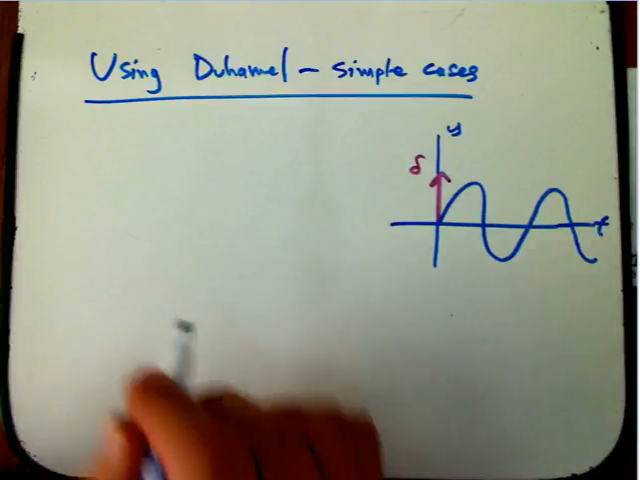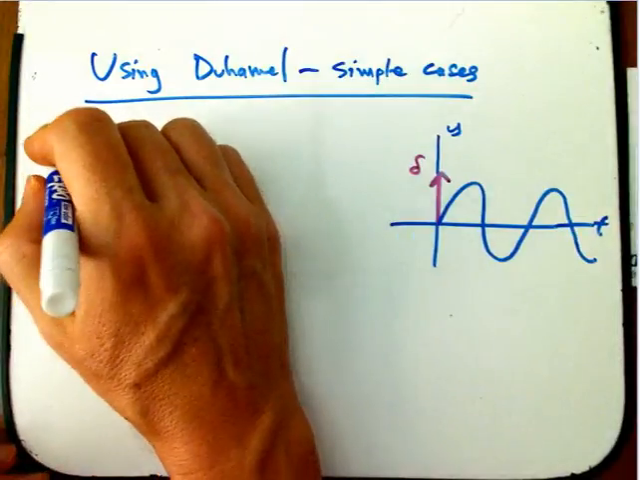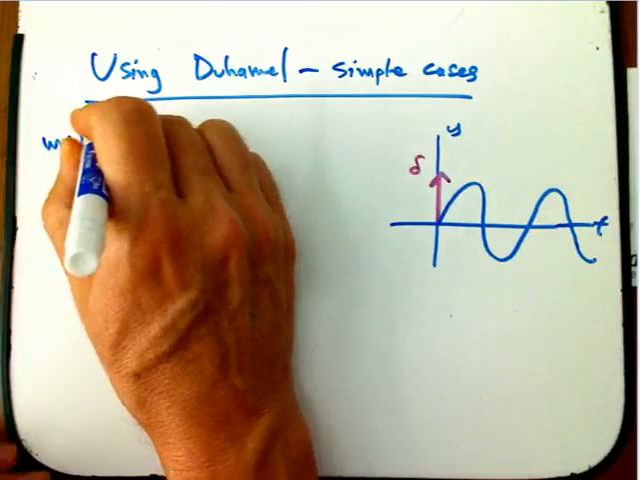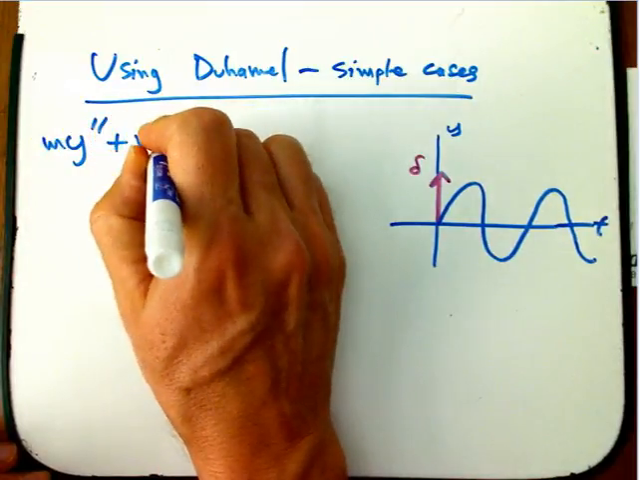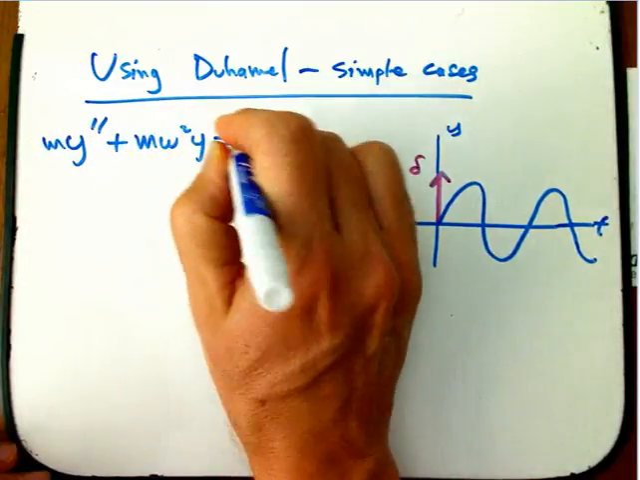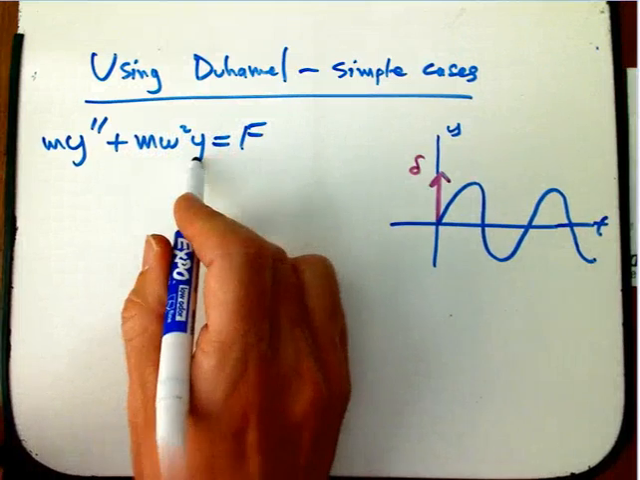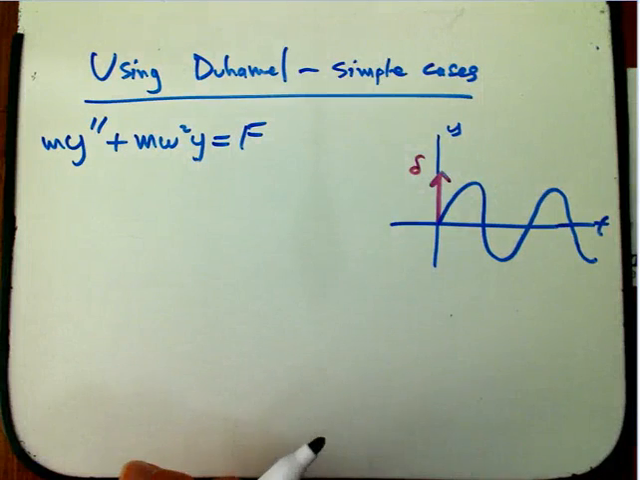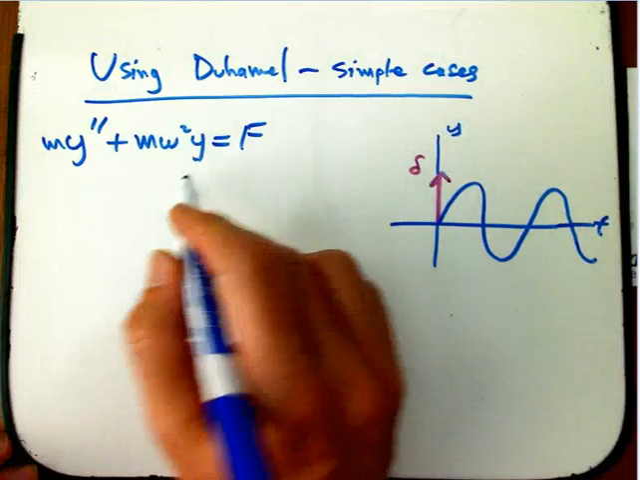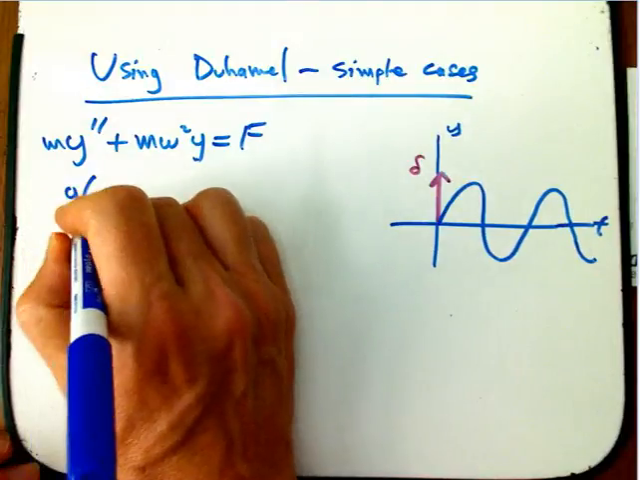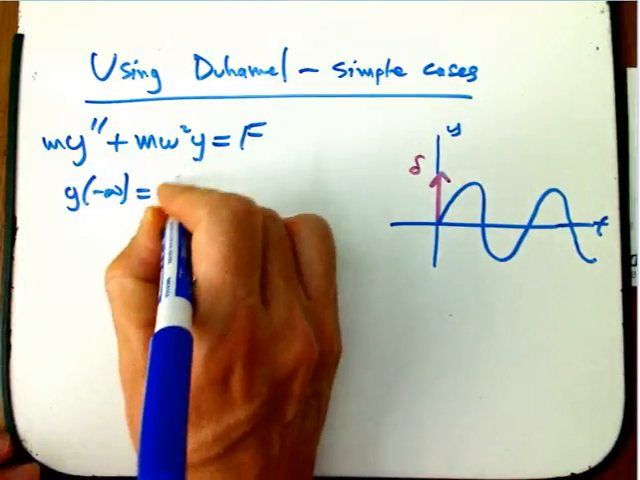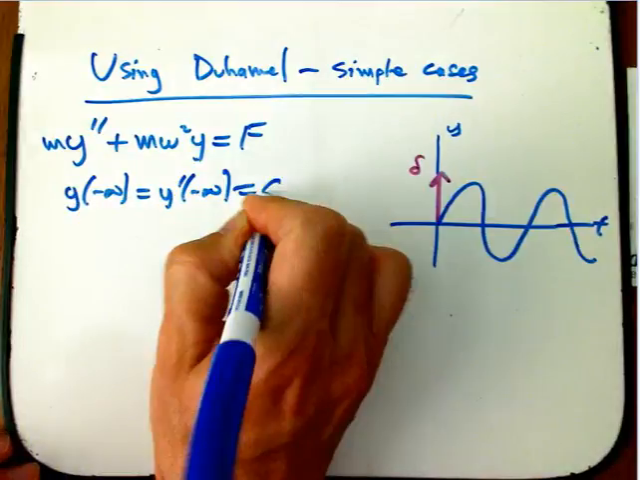So we've got m y double prime plus m omega squared y equals f. Undamped, just for simplicity, makes the details a lot easier. Forced harmonic oscillator, and y starts out at 0.